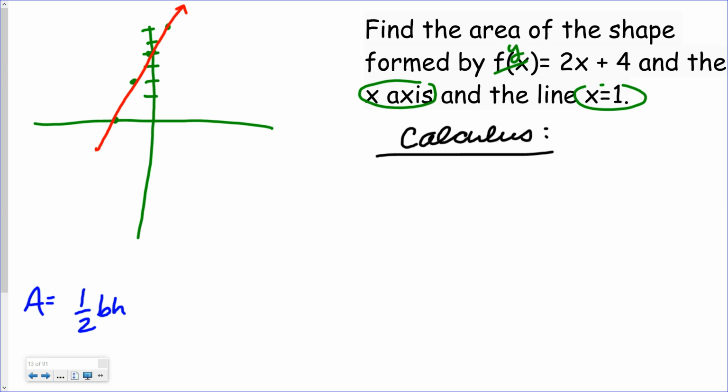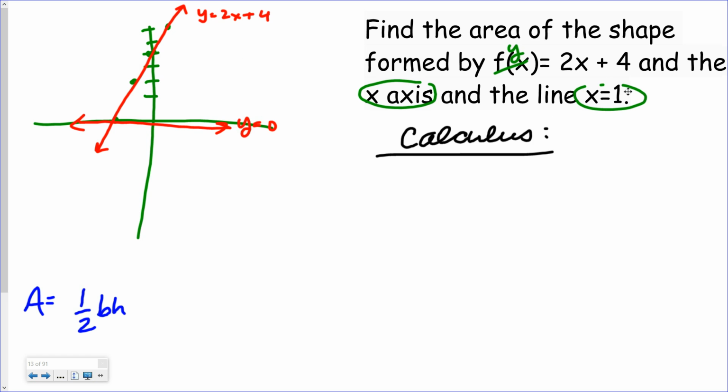Okay, so this line here represents y equals 2x plus 4. We also need this line here, the x-axis. So here's the x-axis line. And really that equation is y equals 0. The equation for this line is y equals 2x plus 4. The equation for this line is y equals 0.